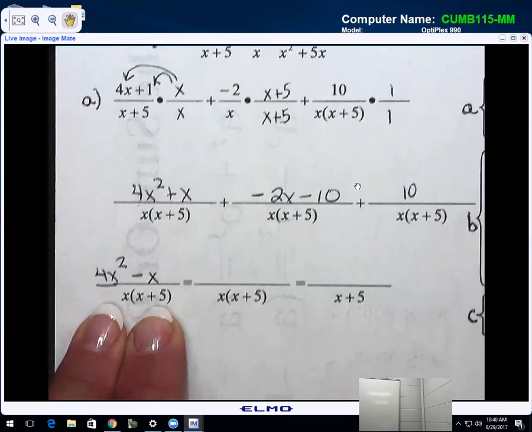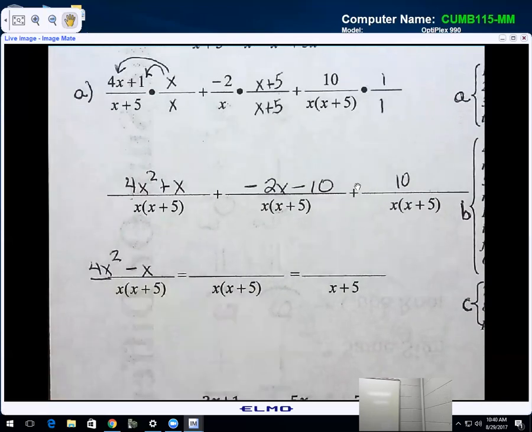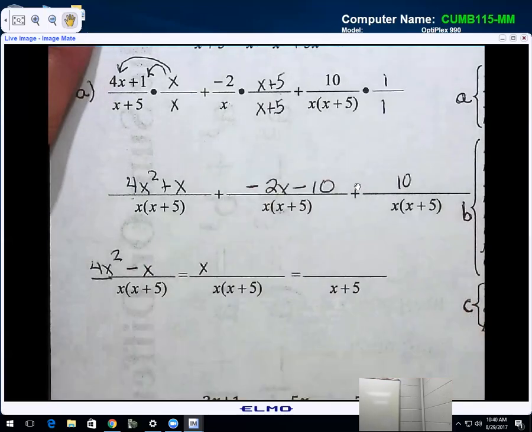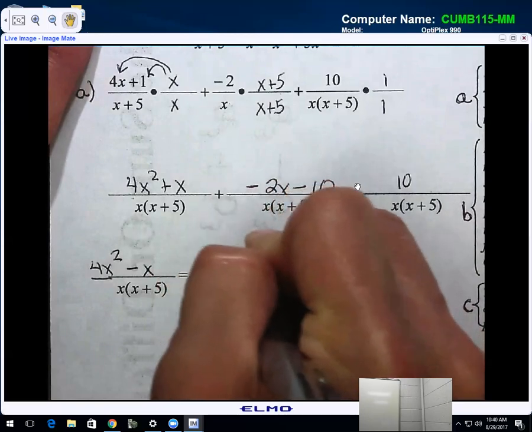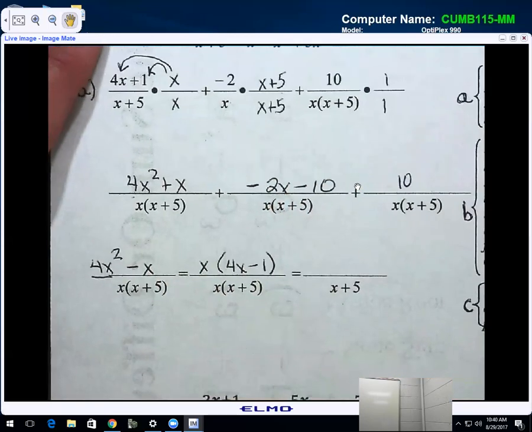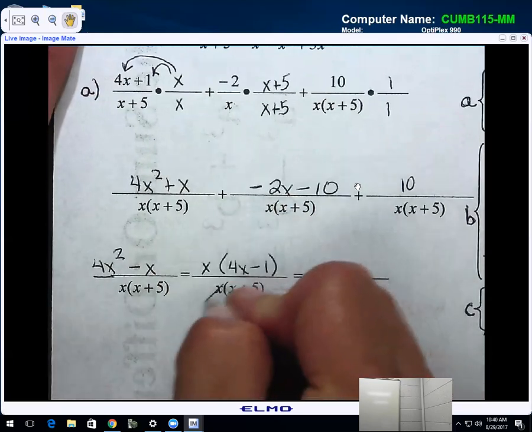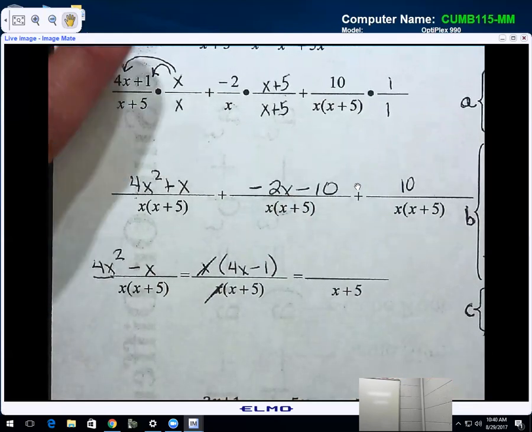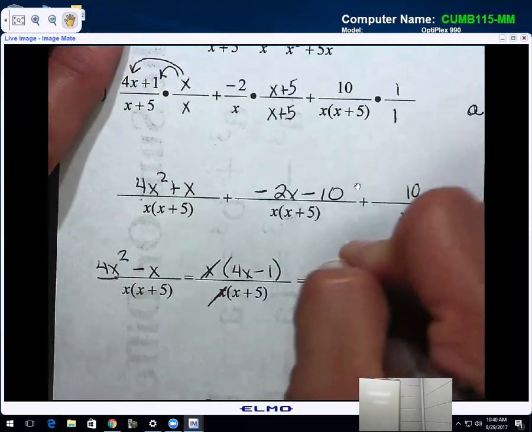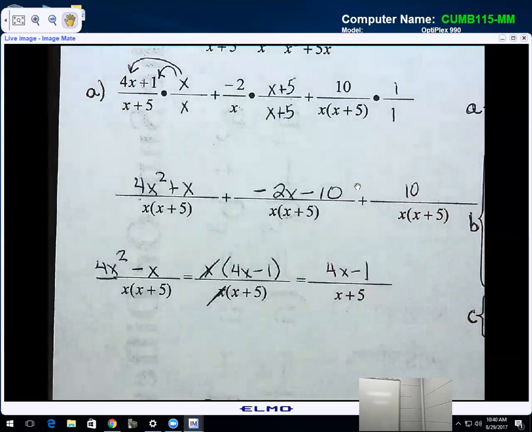and I would be ready to say that's my answer, except for sometimes when you add two fractions, what do you have to do before you have your final answer? You have to reduce it, and you reduce it by factoring and seeing if you have any common factors. That numerator, you could factor out an x. It would leave you a 4x minus 1. So you do have a common factor of x that you can cancel. And your answer is 4x minus 1 over x plus 5.